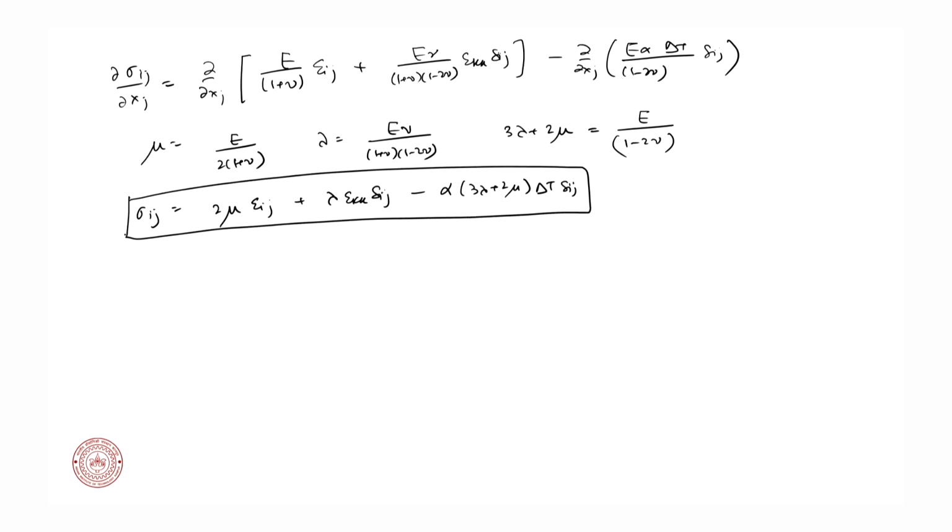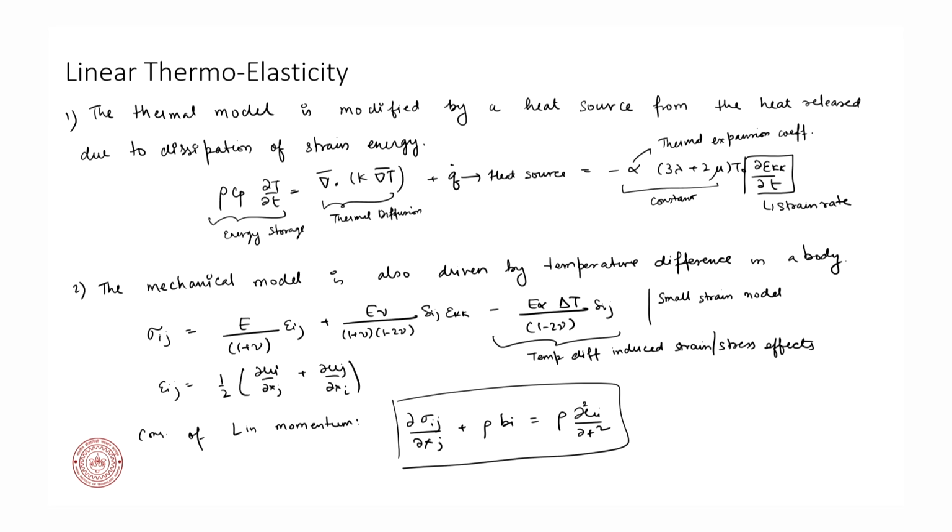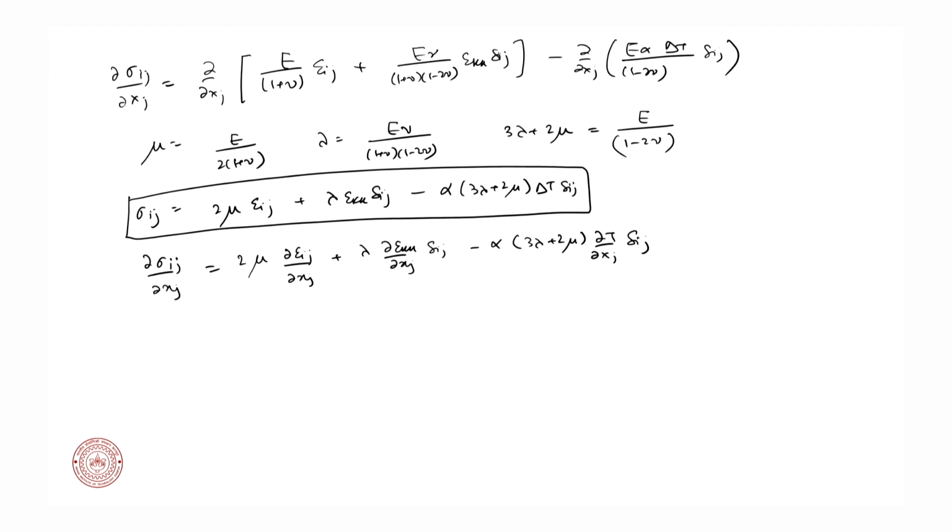Okay. Now, let us take the derivative. ∂σij/∂xj is equal to 2μ ∂εij/∂xj plus λ ∂εkk/∂xj δij minus α(3λ+2μ) ∂T/∂xj δij. Okay. Now, we have defined what epsilons are. Epsilon is 1/2 (∂ui/∂xj plus ∂uj/∂xi), where u is the displacement.